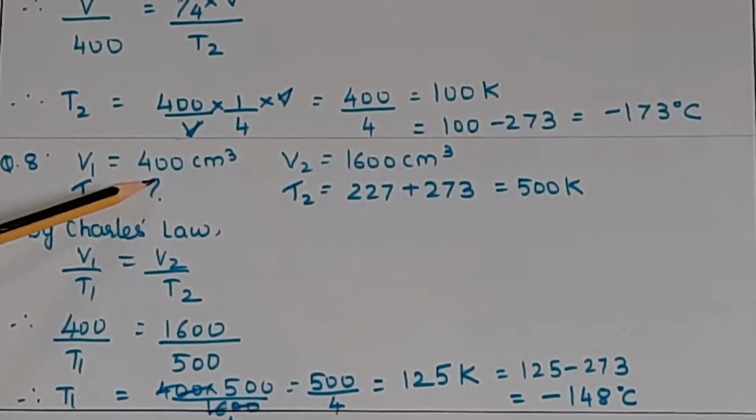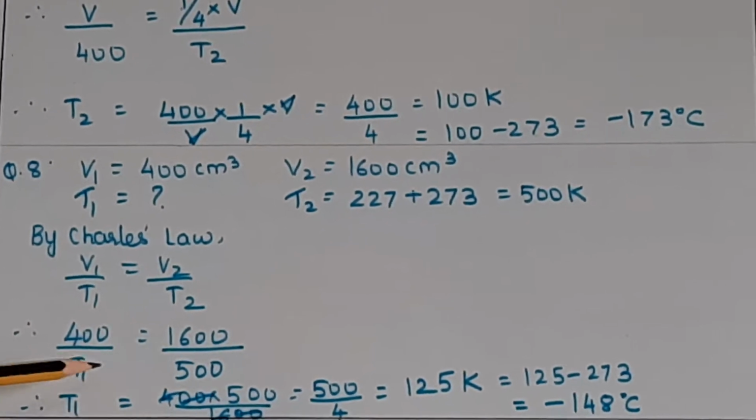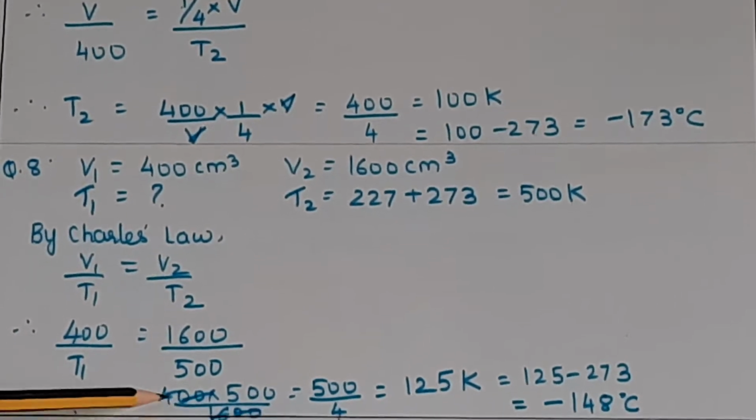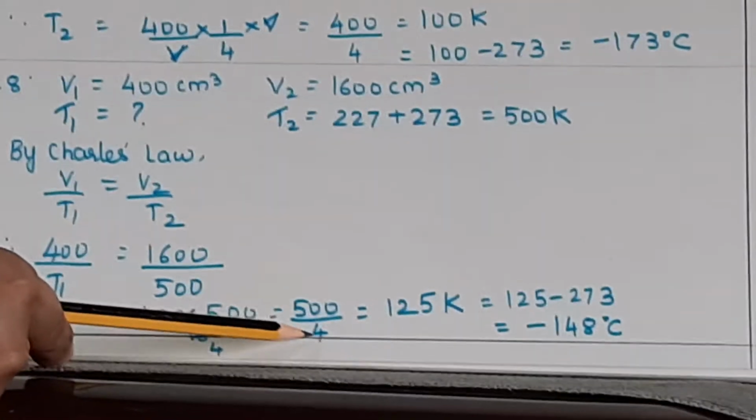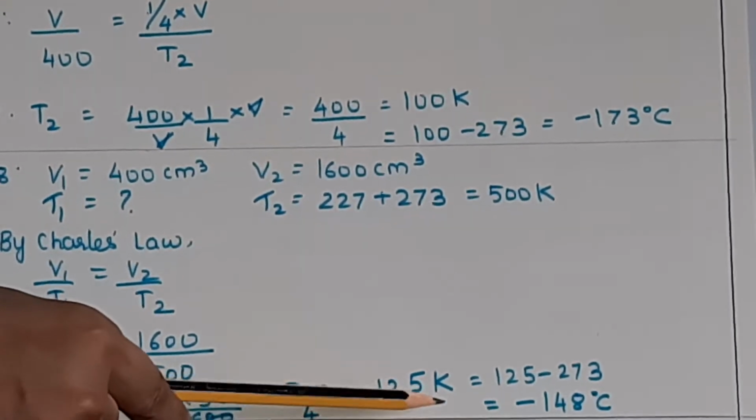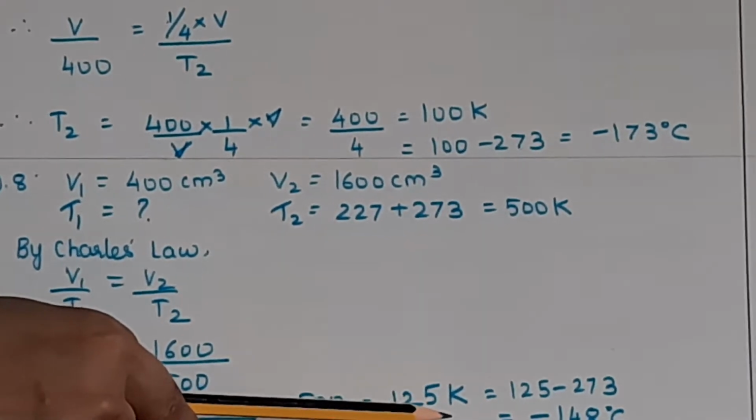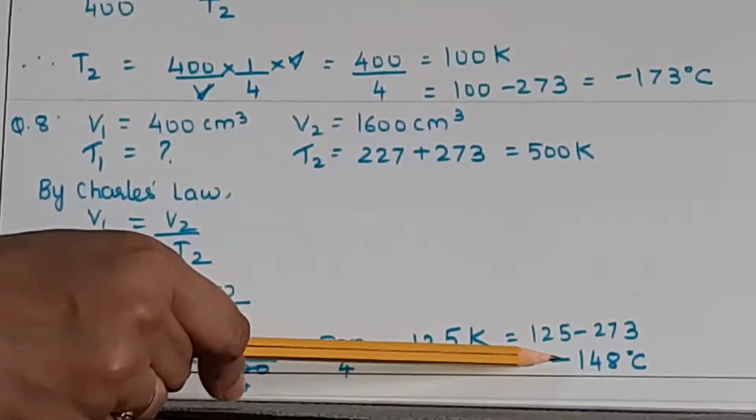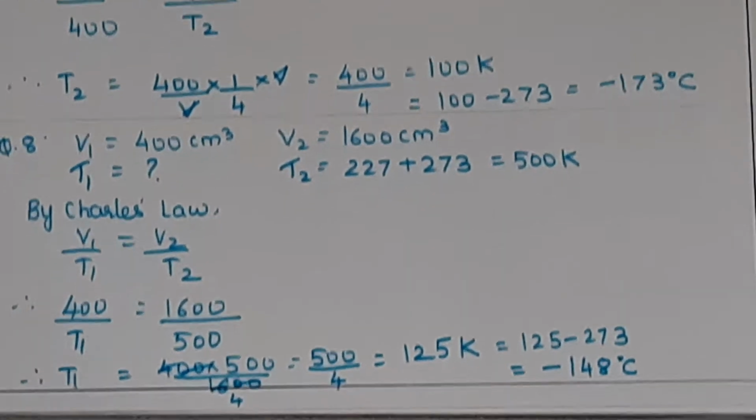Now substituting the values, 400 upon T1 is equal to 1600 upon 500. So now T1 will be what? 400 into 500 upon 1600. So this 400 and 1600 you can cancel. So you will get 500 by 4. So this you can reduce first by 2, then again by 2. So that will come to 125 Kelvin. So 125 Kelvin, you can't leave it like this, right? So you will convert it to degree Celsius. So that will be 125 minus 273, which is equal to minus 148 degrees Celsius. Okay, clear? Now we'll have a look at the next part.